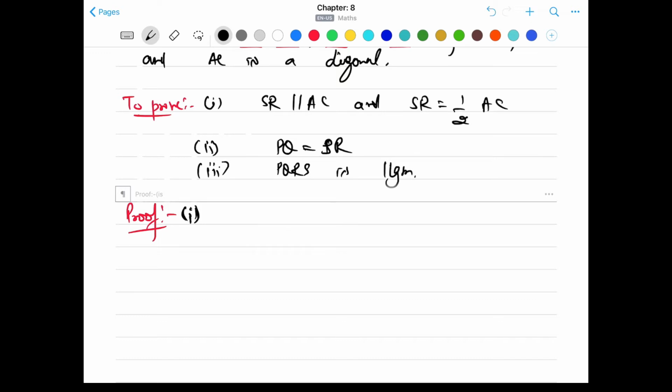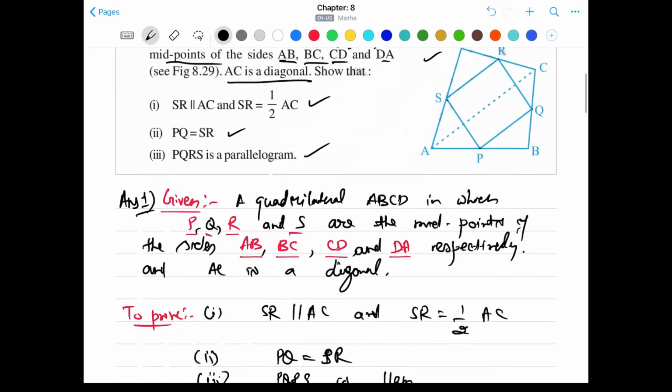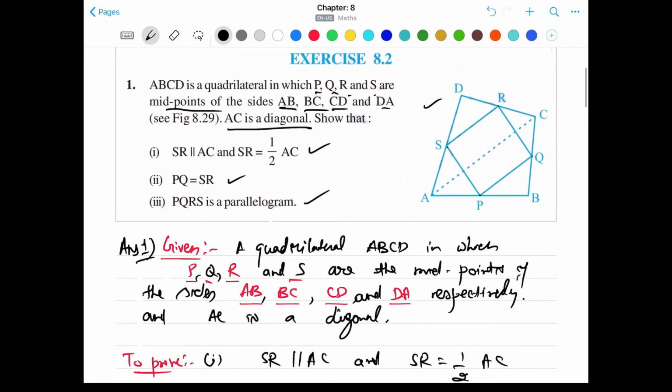So we'll take the first triangle, in triangle ADC, this triangle. In this triangle ADC, only this upper part of the triangle, S and R are the midpoints of the sides DA and CD. That means if you apply the midpoint theorem, this side will be parallel to the side AC and also half of AC. That's what we are asked to prove here.